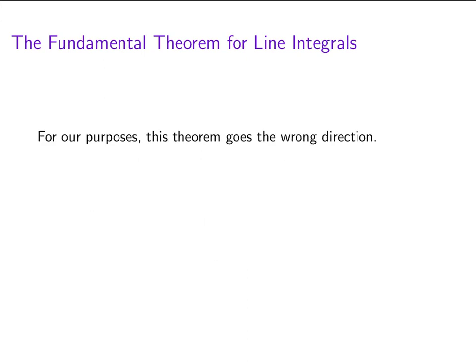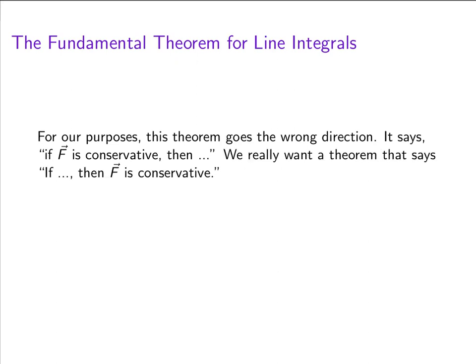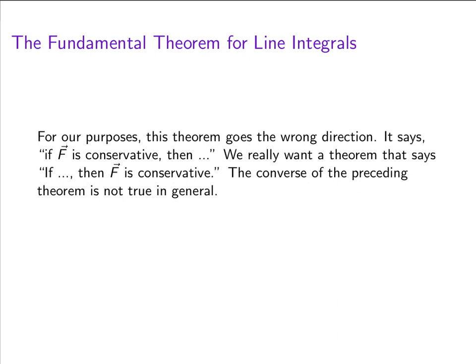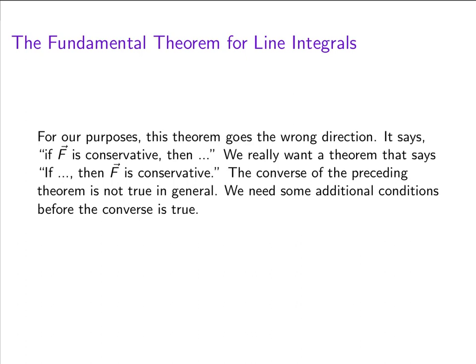Unfortunately, this particular theorem goes sort of the wrong direction. It says if F is conservative, then something is true. And we really want a theorem that goes the other way. If some condition is true, then F is conservative. So the theorem, as was stated in this video, the converse of that theorem is generally not true. We're going to have to impose some additional conditions before that converse is actually true.